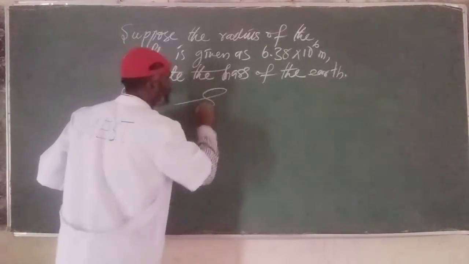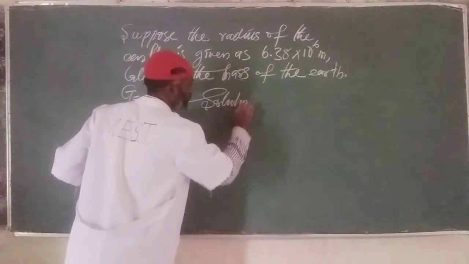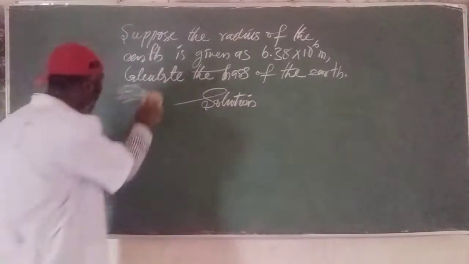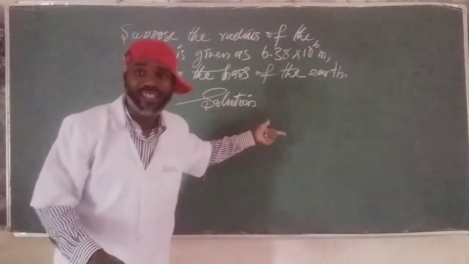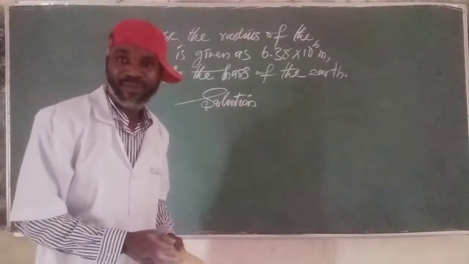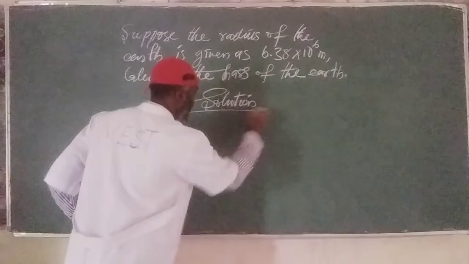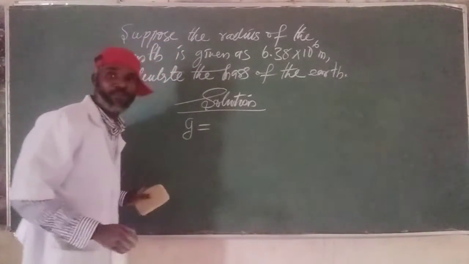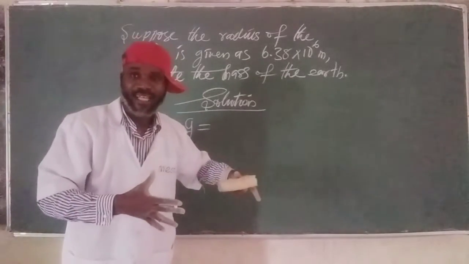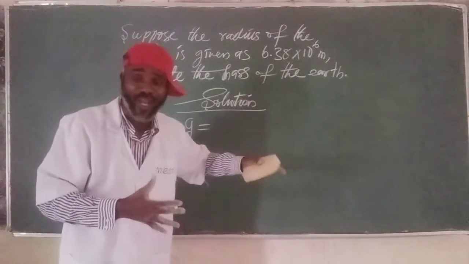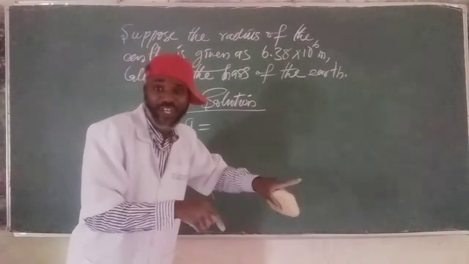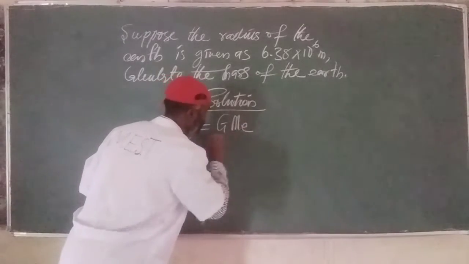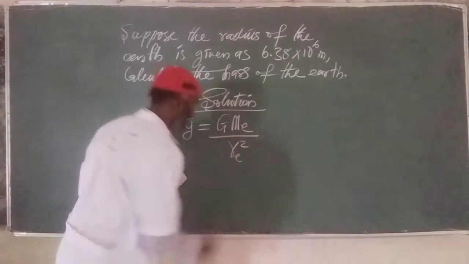But before we do that, we write down our solution first, before we continue with supplying those parameters that are missing in the equation. So let's begin. First of all, we are looking for the mass. There is a formula, an equation that shows the relationship between small g and capital G, and that is given as g equals G ME all over RE squared.